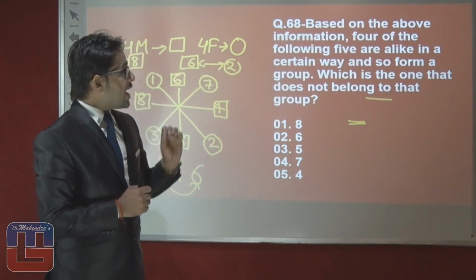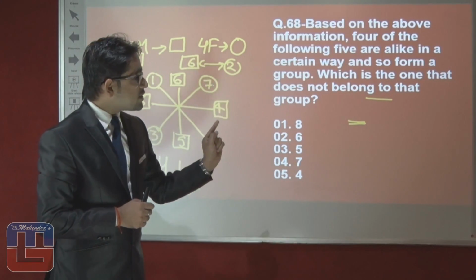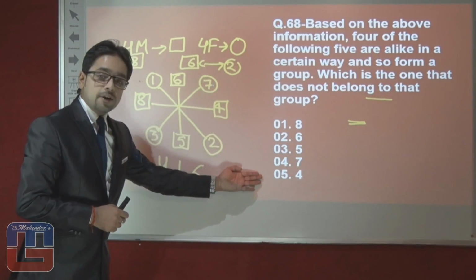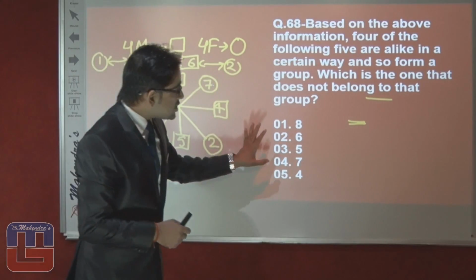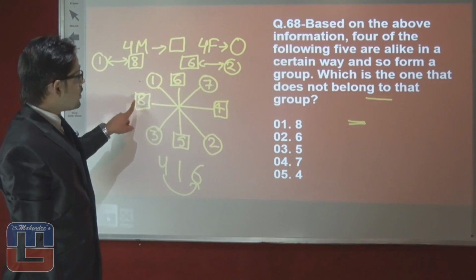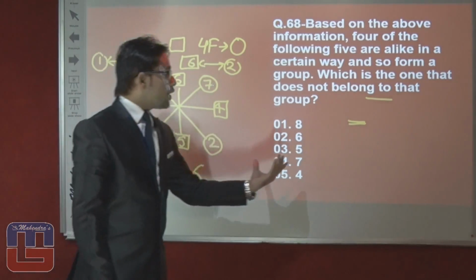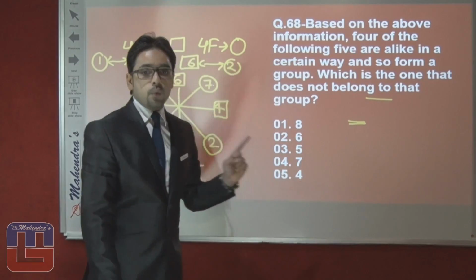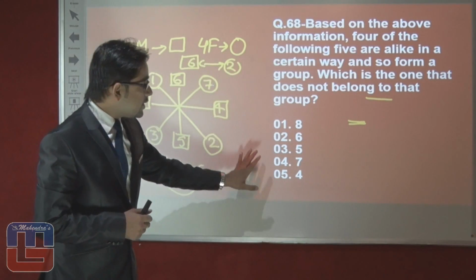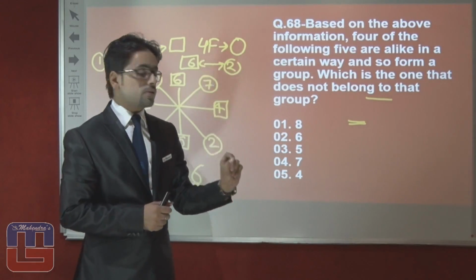Let's move on towards the next question. In this question, the examiner wants to know, based on the above information, 4 of the following are alike in a certain way, so form a group. You have to identify which of these 5 alternatives is odd. As you can see over here, 8, 6, 5, 7, 4. 8 is a male member, 6 is a male member, 4 is a male member, 5 is a male member. What is odd? Odd is 7. Why is it odd? Because 7 is a female member, so 7 does not belong to that group. That's why we are putting option number 4 as the correct answer of this question.